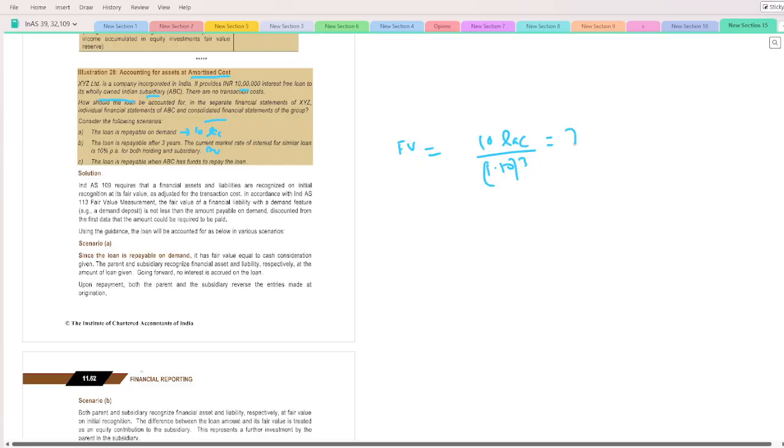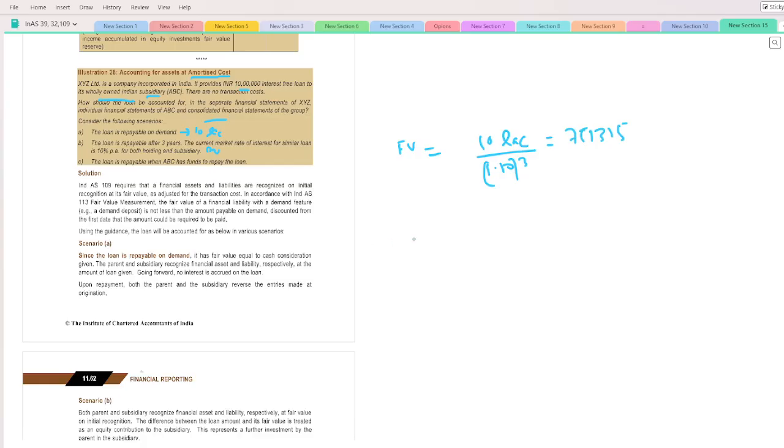751315. So in the books of the parent, the parent is giving the loan to the subsidiary. So for the parent it will be a financial asset. In the separate financial statement, it will be loan to subsidiary 751315, to bank 10 lakh. And then the difference, whatever the difference is coming, will be your investment in the subsidiary.